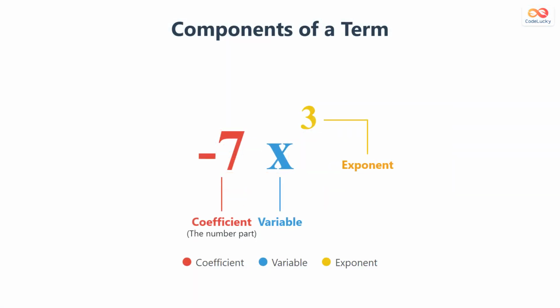A single term can have different parts. For example, in negative 7x squared, the number part, negative 7, is called the coefficient. The letter x is the variable, and the small number 2 is the exponent. Together, they make one term.